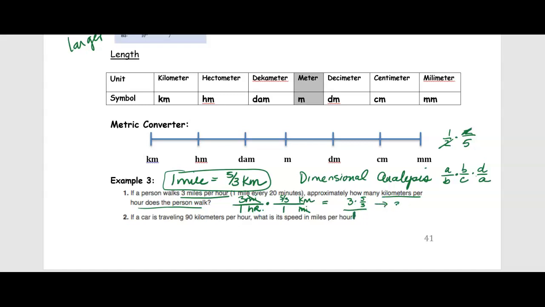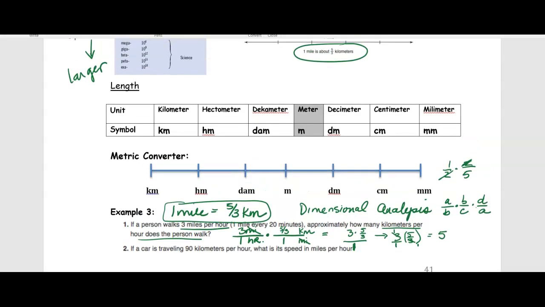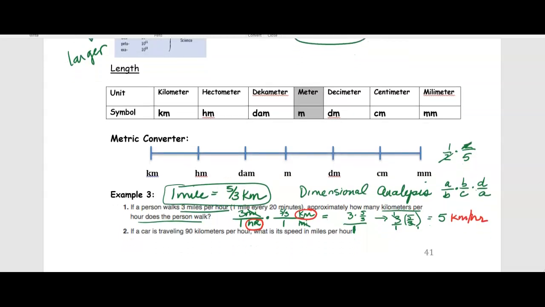So I'm going to come over here, 3 times 5/3. Okay, I'm going to put the 3 over 1. The 3's end up canceling, and I'm left with 5. So I'm left with 5, and then if I'm not sure what unit is left, go back to the problem, okay, and identify what units are still left over. Well, we have hours on the bottom and kilometers on the top, so this is going to be kilometers per hour, okay.